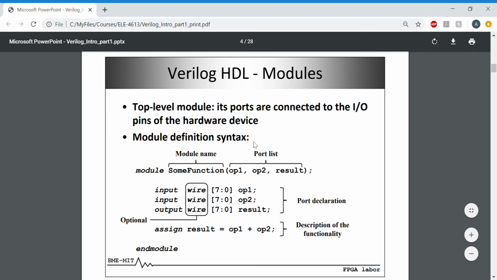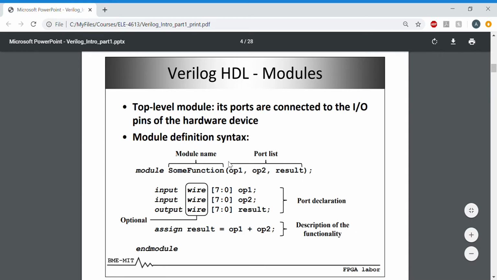So, module definition syntax. For any module you have the keyword module and then the module name, where you give it some name, and then parentheses, and then the port list. It's not the operands, it's the ports, the IOs. So you have input, or you have a keyword wire, which is optional, and then the size in bits, and then the name. Then you have port declarations after that and the description of the functionality.